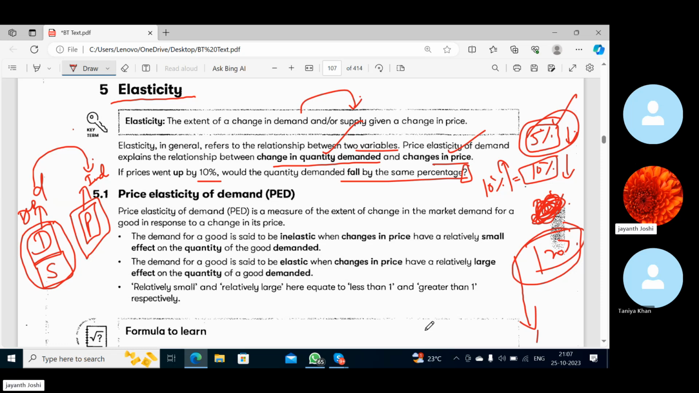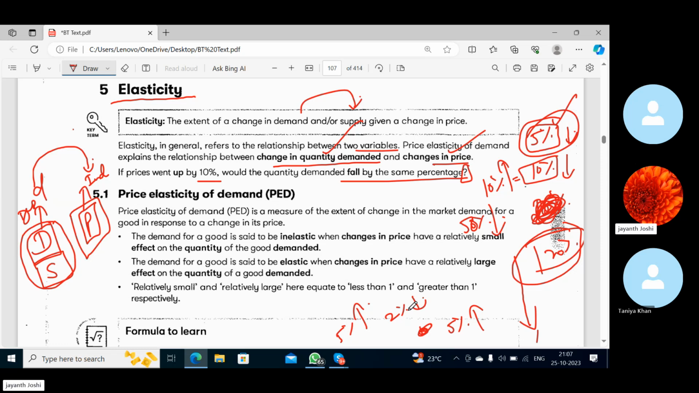That means price is changing by just, let's say, 5%, and demand is falling by 50%. A 5% increase in price leads to a 50% decrease in demand. Highly elastic. A 5% increment in price leads to just a 2% decrease in demand. Highly inelastic. That means there is very negligible change. Price has increased, but the demand has decreased very little.